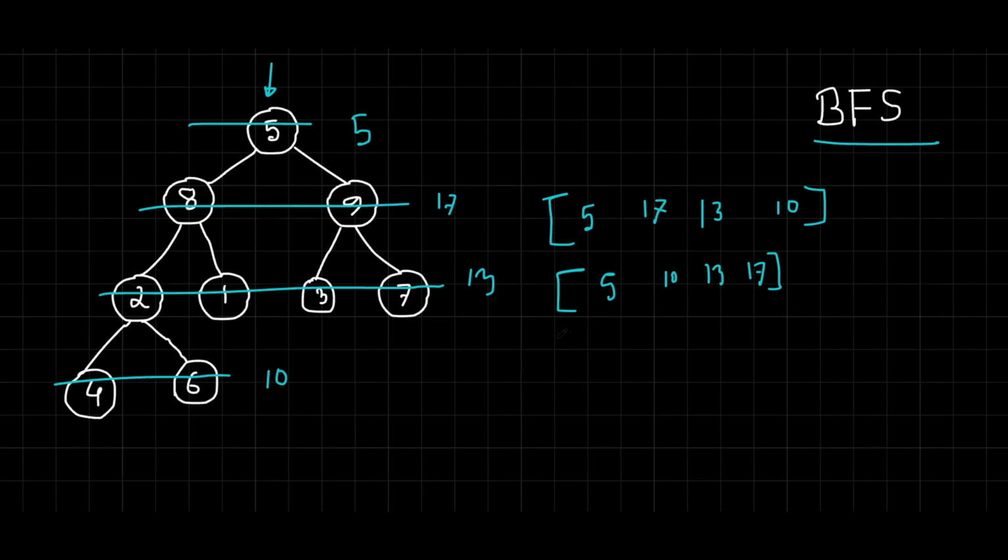Now, if we reverse it, the vector will become 17, 13, 10, and 5. Suppose we have to find the second largest level sum. That means K is equal to 2. So we will simply return this value, which is at index number 1. And this is how the algorithm works. This is a pretty straightforward algorithm. I hope you understand it. Now let's move on to the code.